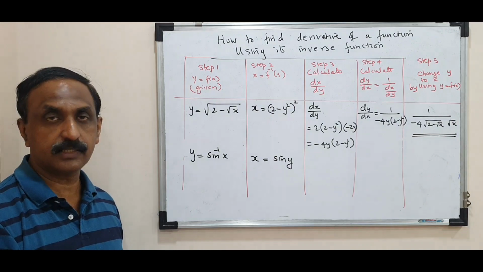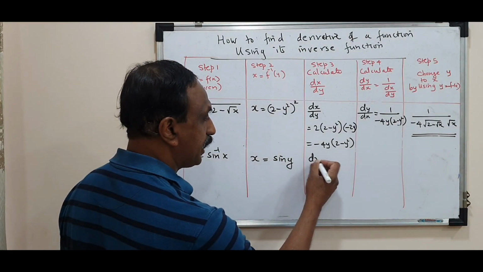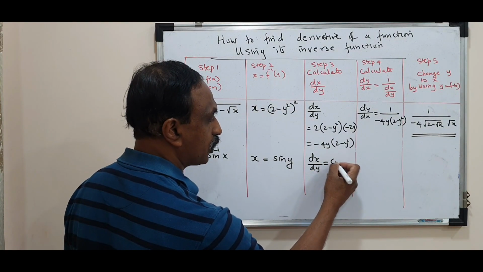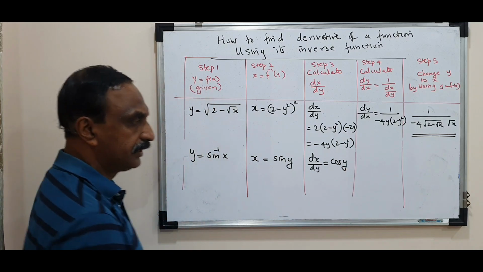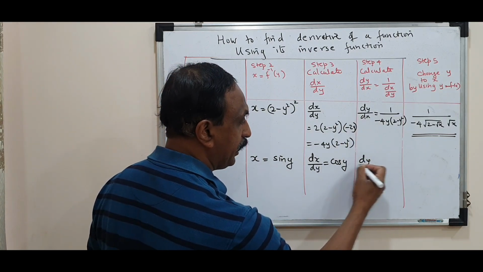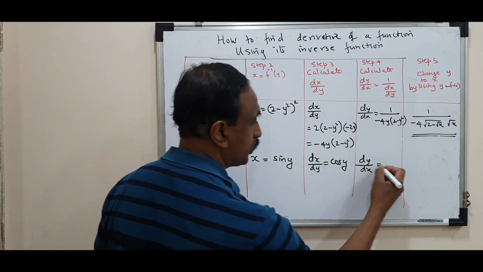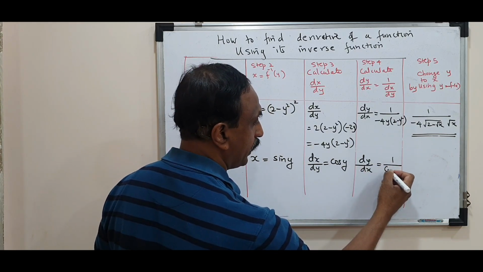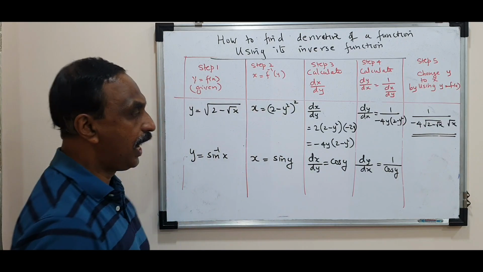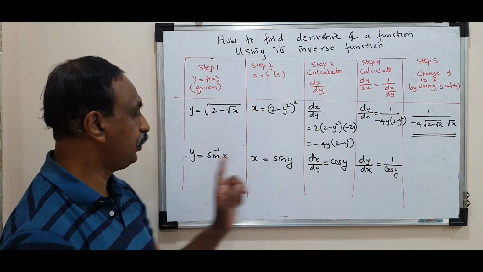I'll make x the subject. Then I will differentiate with respect to y. I'll get cos y. Then I will find the derivative, but I need the derivative of y with respect to x. So it will become 1 upon cos y. Now I need to convert this cos y to x.